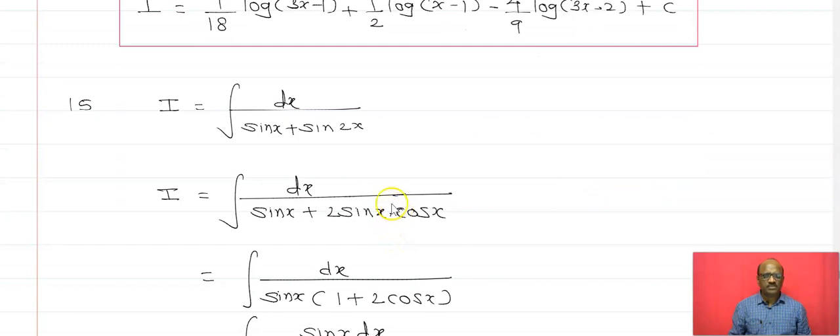Now problem number 15, I equals integral dx upon sin x plus sin 2x. But what is the value of sin 2x? That is 2 sin x into cos x.